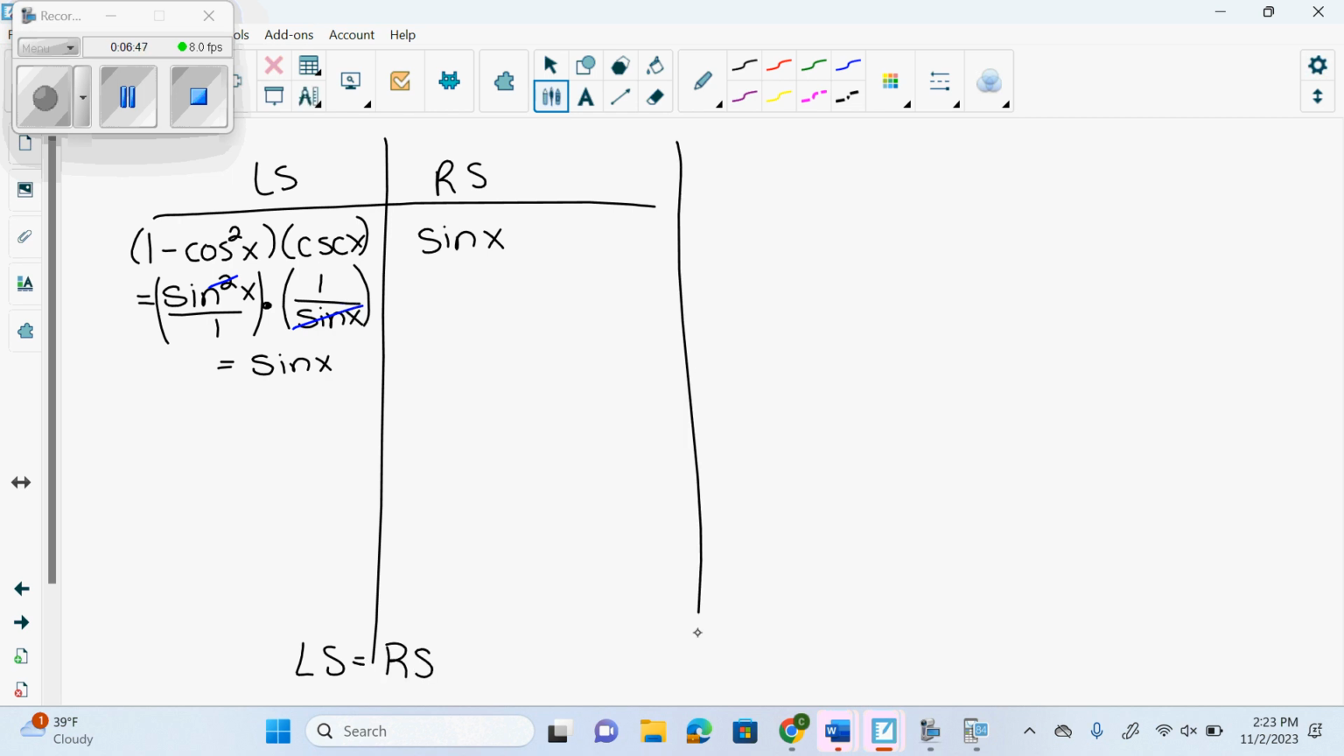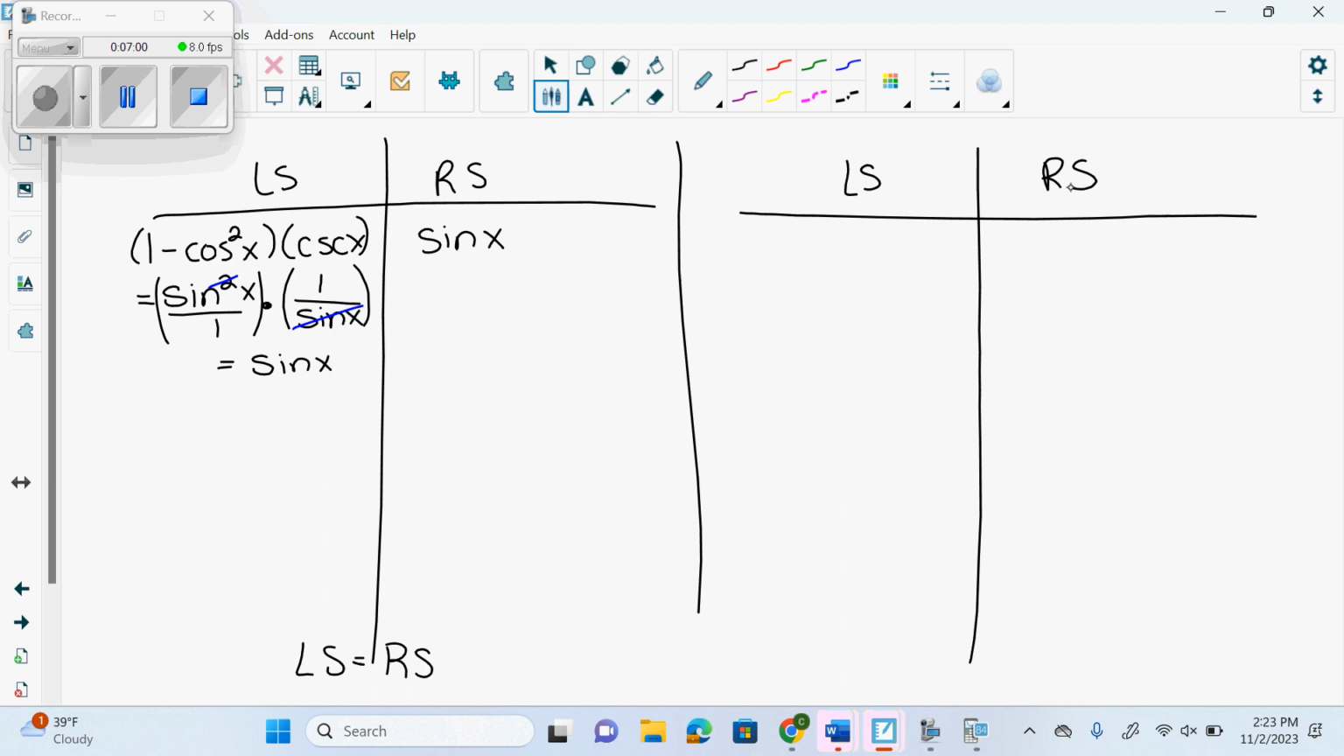All right. This one, LS, RS. Here we have sine x plus cos x squared, and then we have 1 plus 2 sine x cos x.